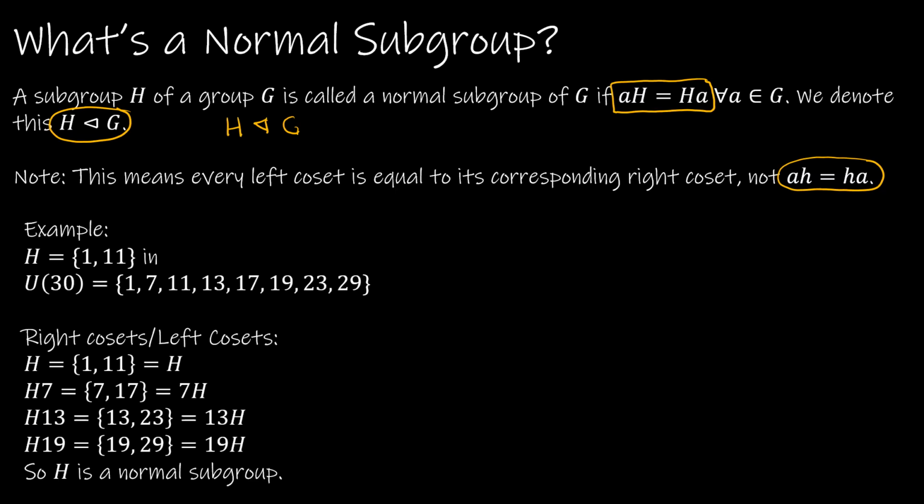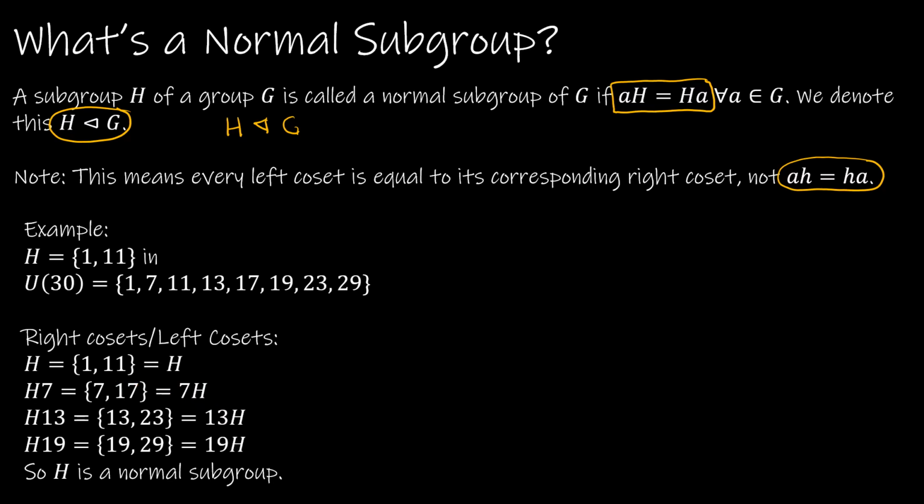For our first, I'm going back to our example where we first learned about cosets, where H was {1, 11} in the group U(30). We found that the left cosets were H7, the right cosets were H7, H13, and H19. What you'll notice is if I were to take 7H, I would still get the same thing. And we'll learn later that that's because this is abelian. But again, let's just test it out for 7H.